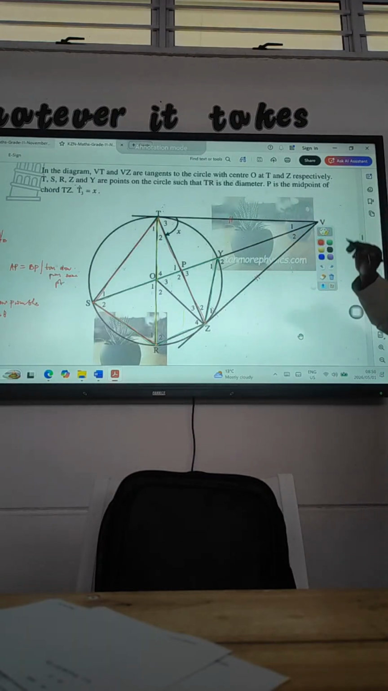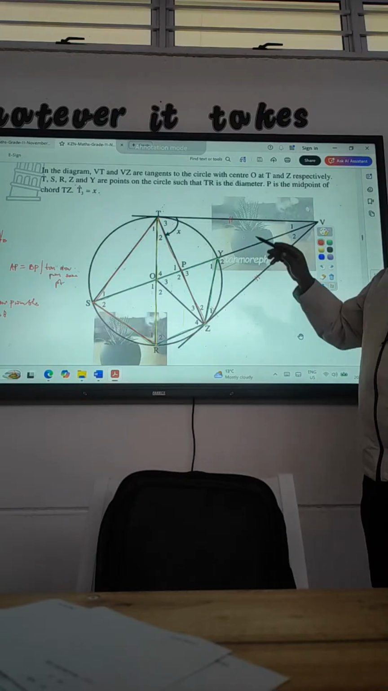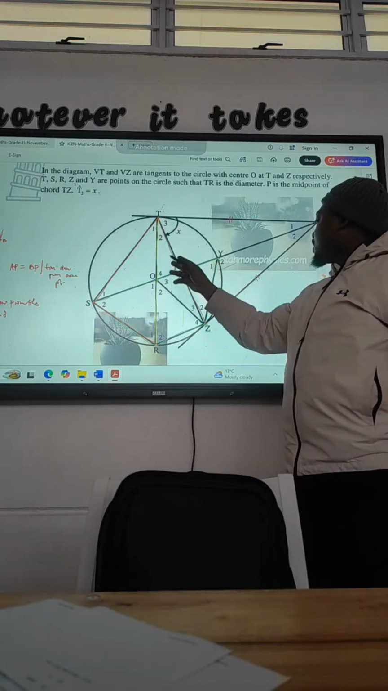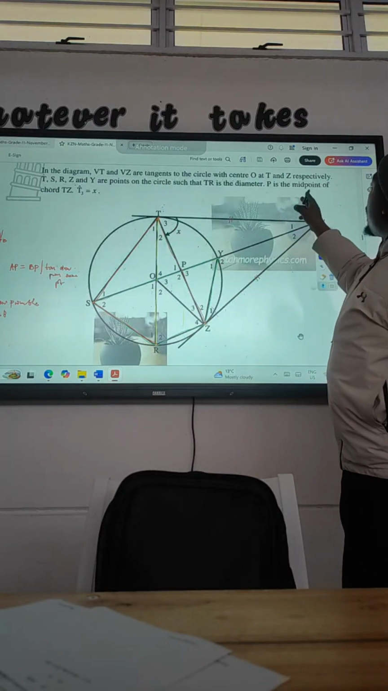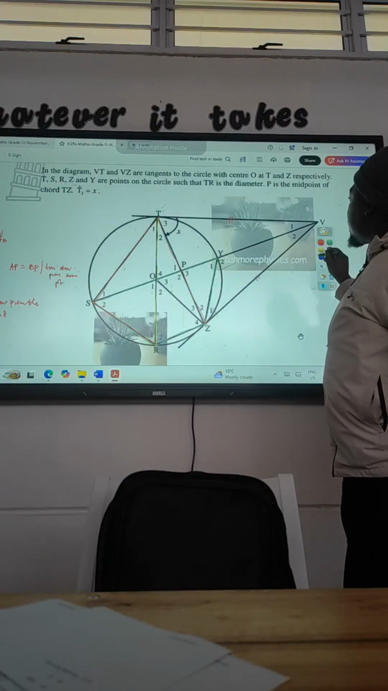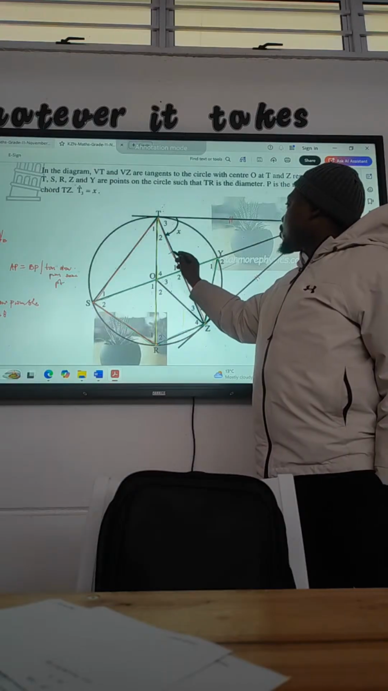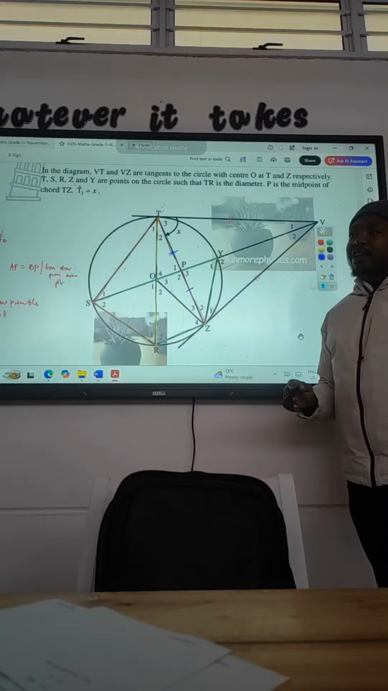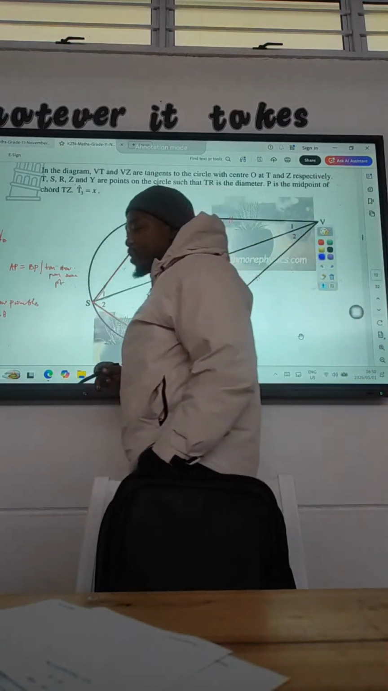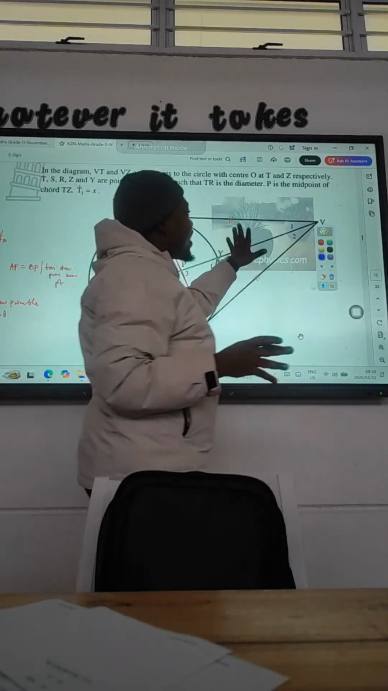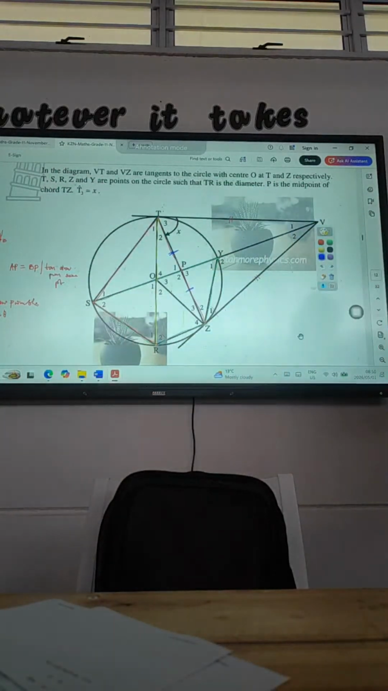And then P is the midpoint of chord TZ. Where's TZ? So P is a midpoint. Please note it. You're going to need it. If this is a midpoint, please show that this side is equal to that side. And then already you will have those theorems. Now, we're going to start after reading the instructions. The instructions have given us at least a clue of what theorems we actually have.